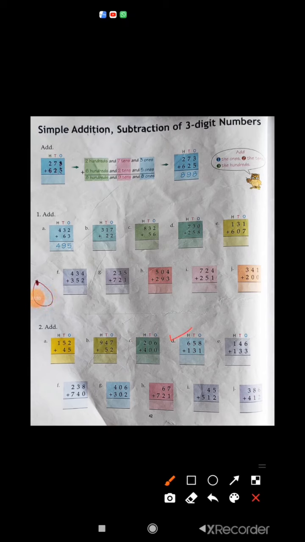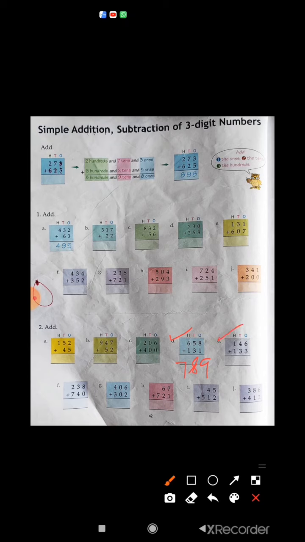D part. The question is 658 plus 131. First we will add the ones. 8 plus 1, 9. Add the tens. 5 plus 3, 8. Now add the hundreds. 6 plus 1 is 7. The answer is 789. Now come to E part.